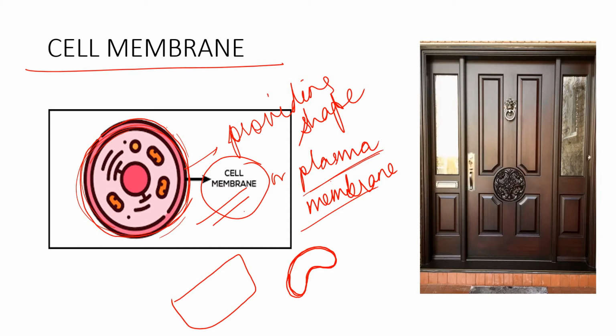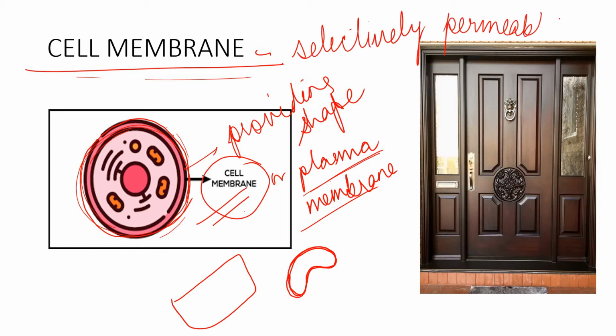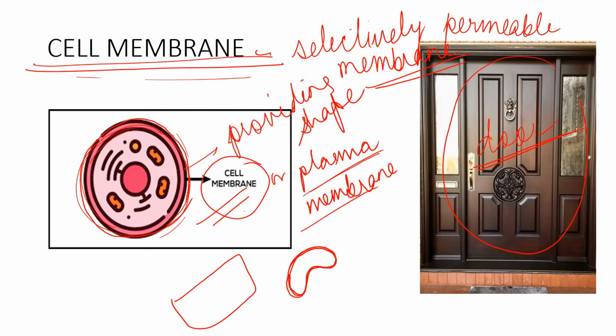It allows only selective movement of material in and out of the cell, hence it is called a selectively permeable membrane. So remember always that the cell membrane is a selectively permeable membrane. That means it acts just like the main door. This is the door, right? We don't allow everyone to get inside our house from our main door, right? Very selectively we will allow people to get in and go out of the house.